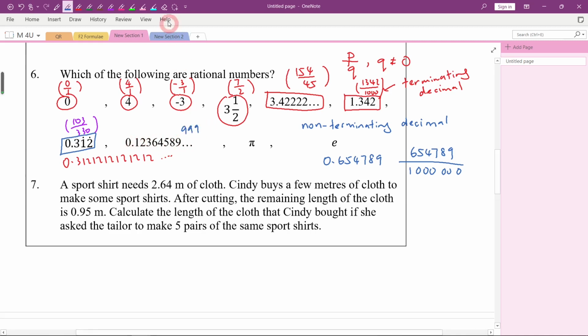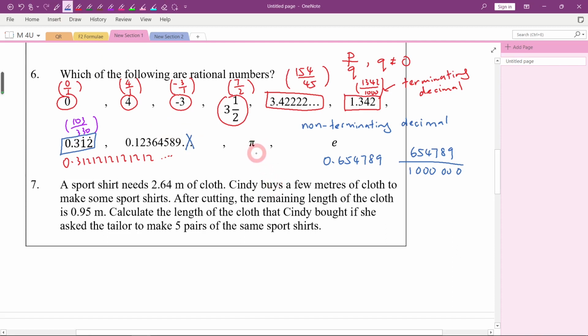If you see this situation, it means that this is not a recurring decimal. So this cannot be written in fraction form. Not a rational number. Okay, this is pi.